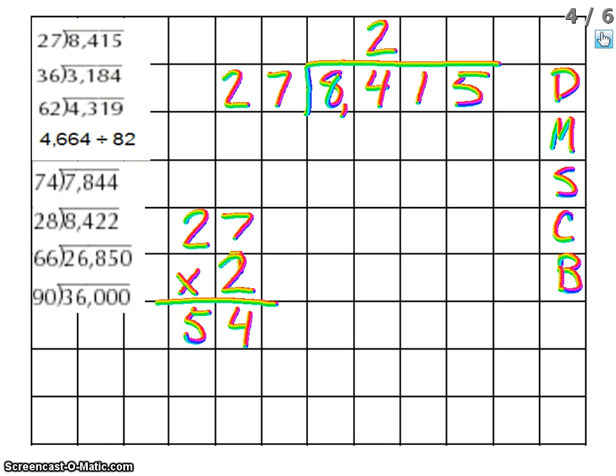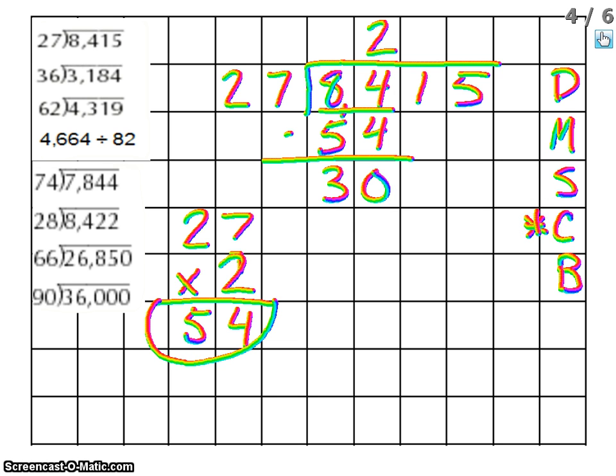Now we always talk about if this number is less than the number in your dividend, you can continue on to subtract. So I'm going to have 54 here, and we're going to subtract. 84 minus 54 gives me 30. Now my next step would be the check. I see that 30 is actually bigger than my divisor.